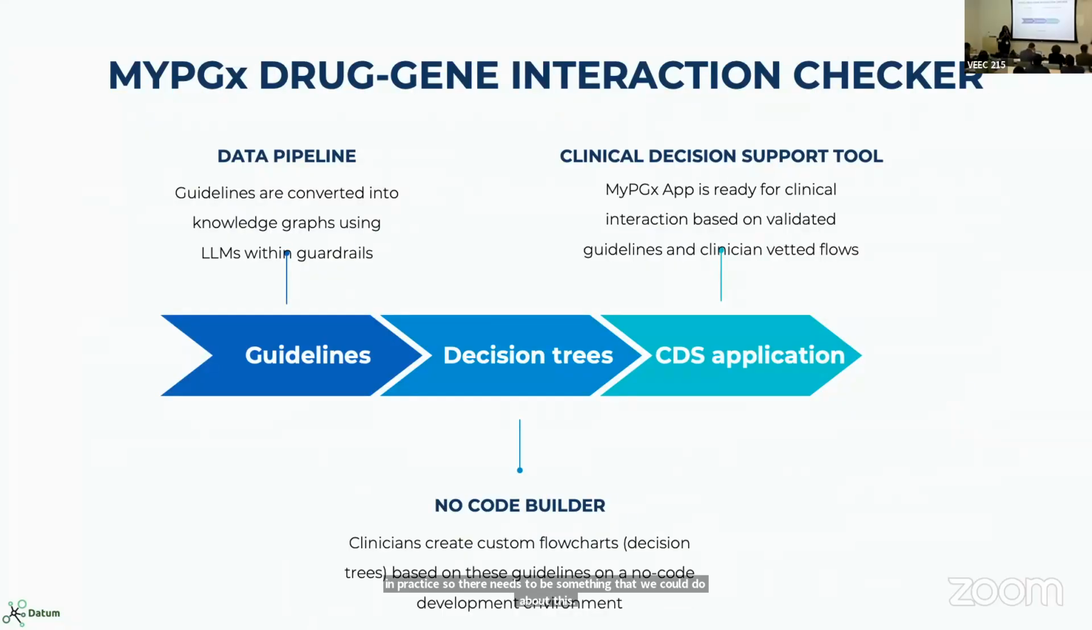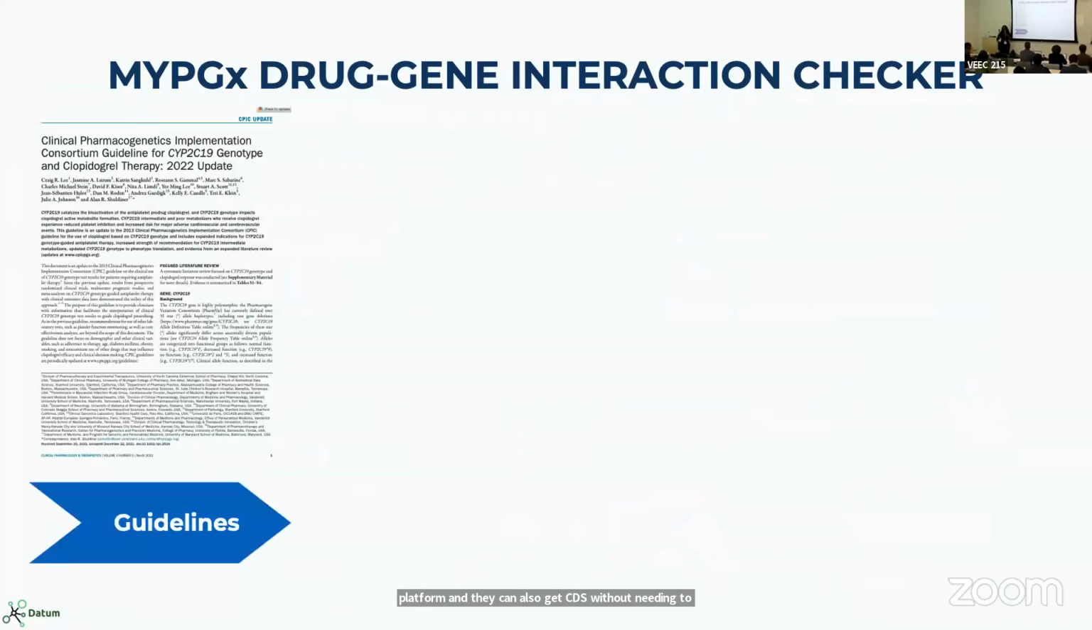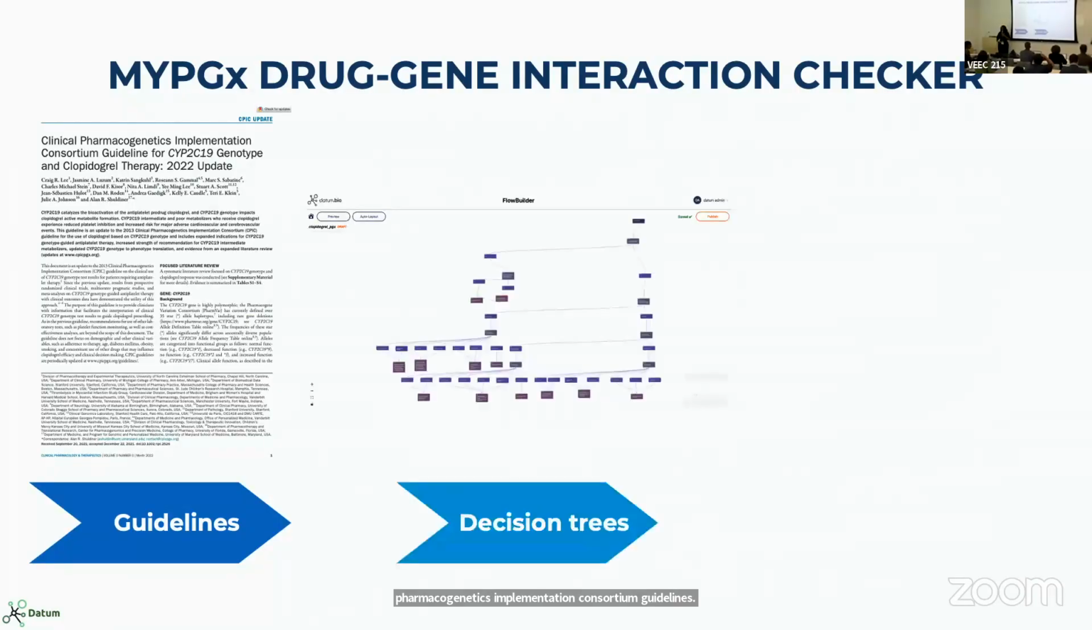So the thing that we try to do here is with these decision trees, there's a no-code builder that has been built on the back end for clinicians. So the clinicians who are interested could actually just build their own decision trees, and it feeds into this platform, and they can also get CDS without needing to know how to code. So basically, this is the CPIC guideline, the Clinical Pharmacogenetics Implementation Consortium guidelines.